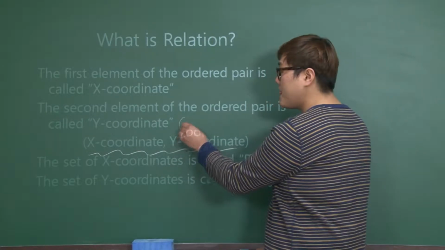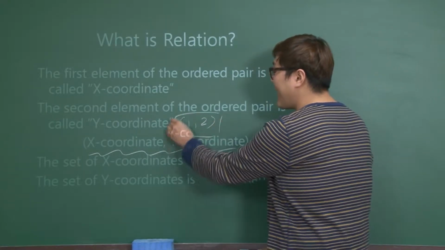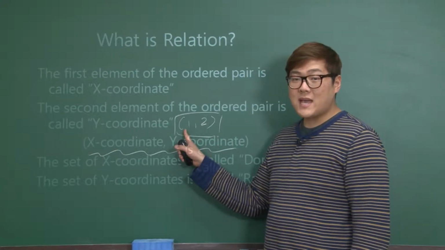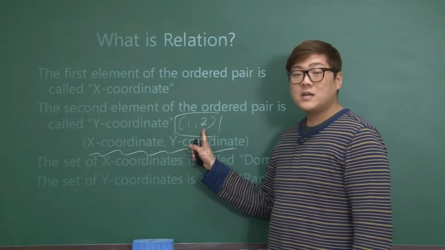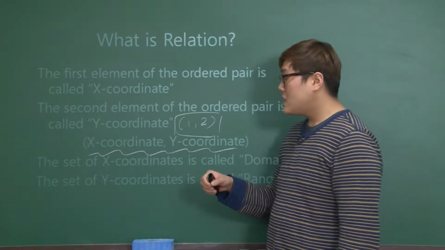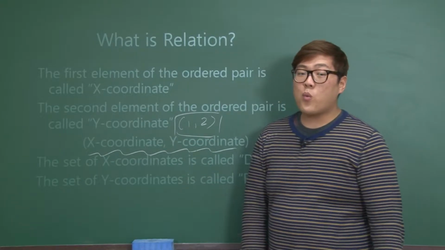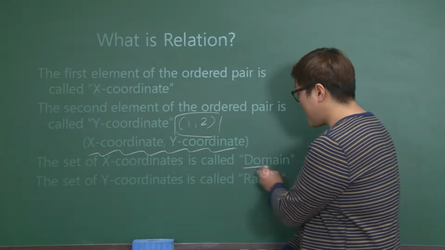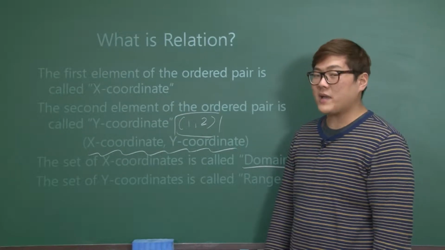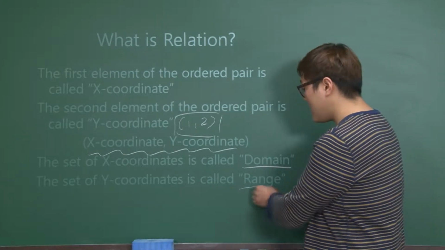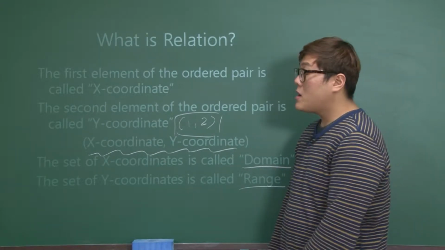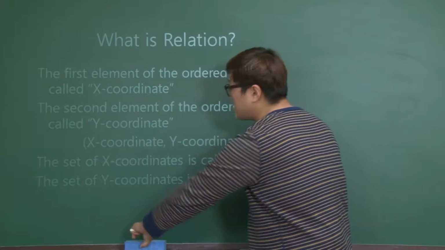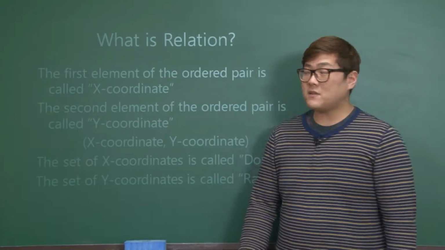So for example, from the previous slide, we had (1, 2). So 1 is the x-coordinate, and 2 is the y-coordinate. Then, what do you call the set of x-coordinates? It's called the domain. What about the set of y-coordinates? It's called the range. So these are the names of all the numbers in a set of ordered pairs.